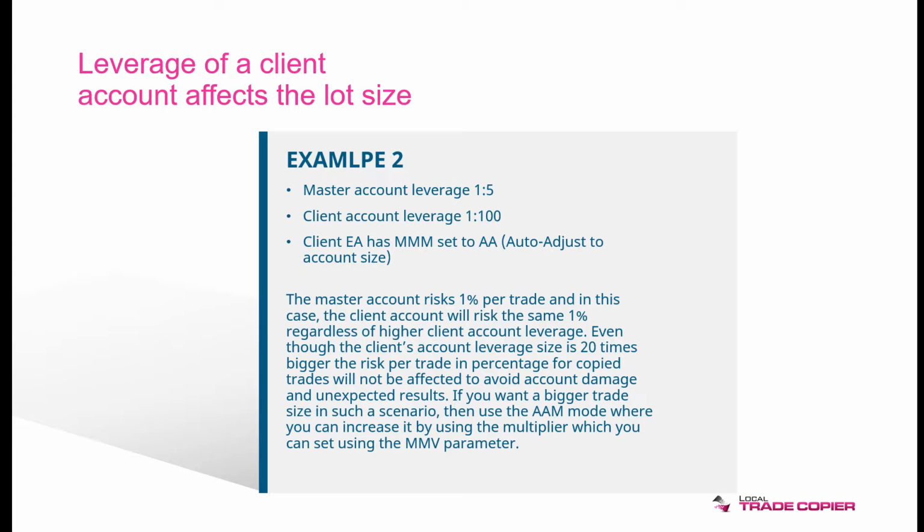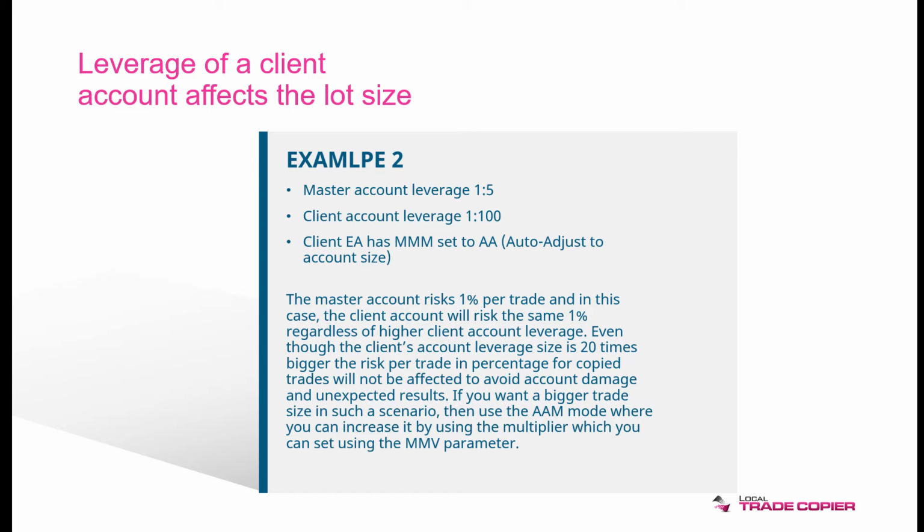So let's say the master account leverage is 1 to 5 and the client account leverage is 1 to 100. In this case, the client EA has MMM set to AA and the master account risks 1% per trade. The client will risk the same 1% regardless of the high client account leverage. It doesn't matter that the leverage is bigger. Even though the client's account leverage is 20 times bigger, the risk per trade in percentage for copy trades will not be affected at all, and that's to avoid account damage and unexpected results.